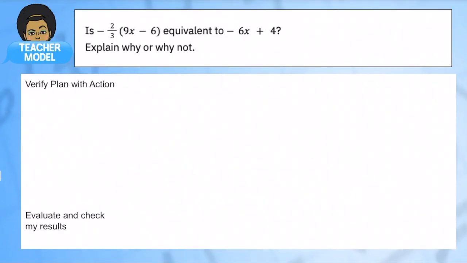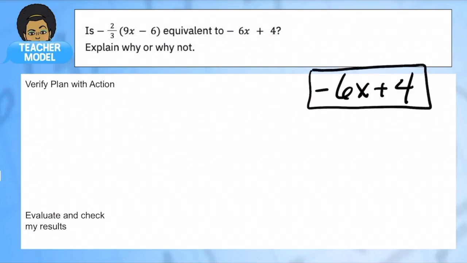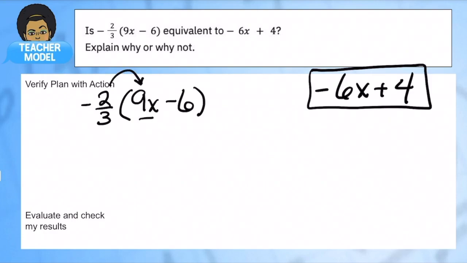All right, let's jump into this plan. We're going to make sure they're both simplified. Let's start with the negative 6x plus 4, and this is already simplified. So already completely simplified. So we just have to deal with the other one. Negative 2/3 times 9x minus 6. We're going to distribute. Remember, put a little 1 at the bottom to help you out.